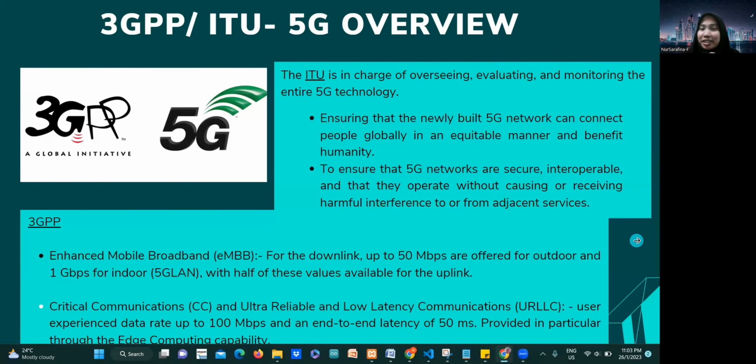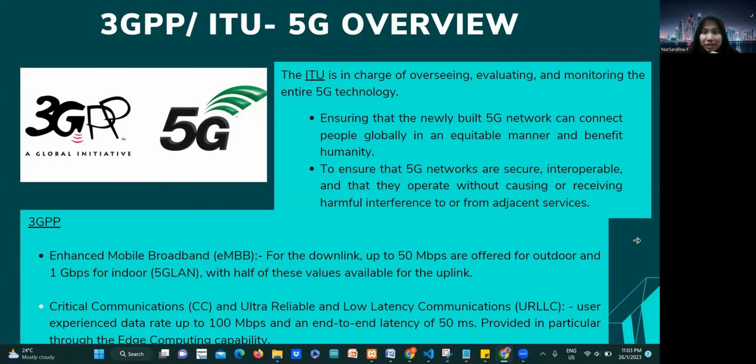Okay, next is the 3GPP or ITU overview for 5G. As we know, the ITU is in charge of overseeing, evaluating and monitoring the entire 5G technology. So what can ITU provide us with by ensuring the newly built 5G network can connect people globally in an equitable manner and benefit humanity. In addition, 5G networks can also be secure, interoperable, and they can operate without causing and receiving harmful interference from adjacent service.